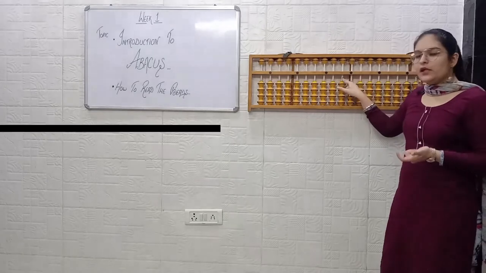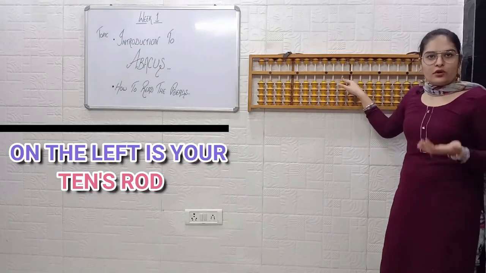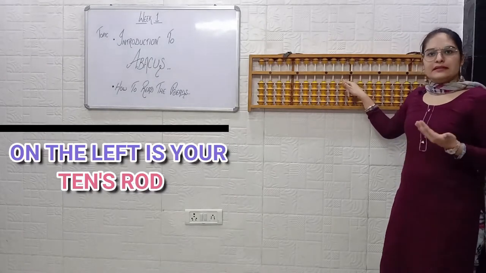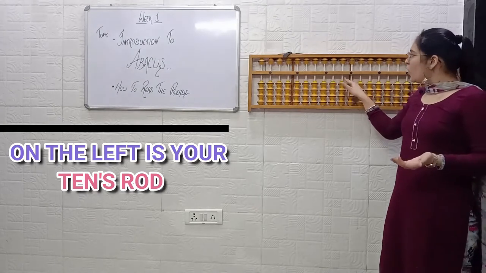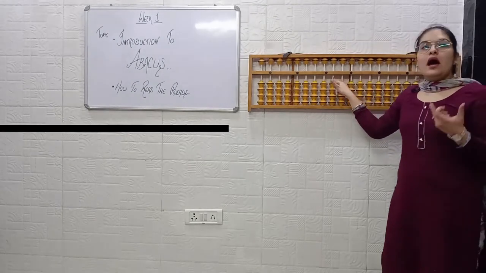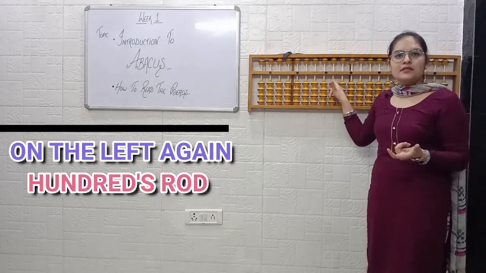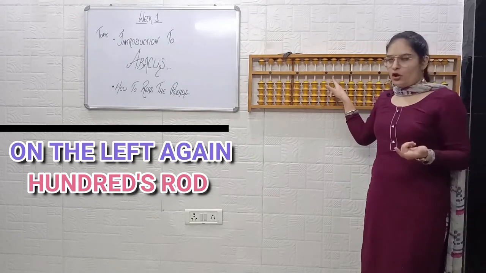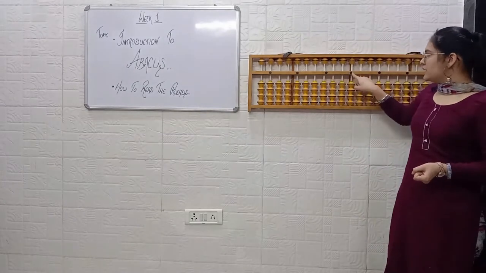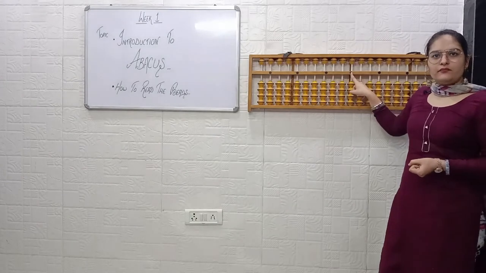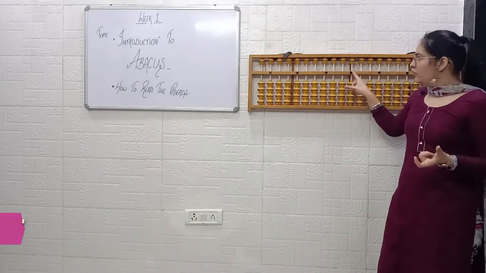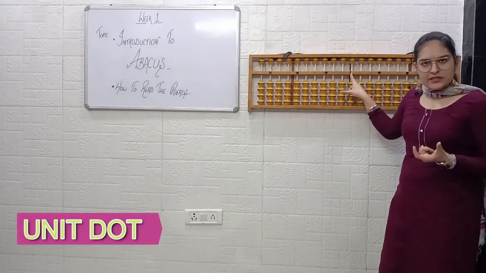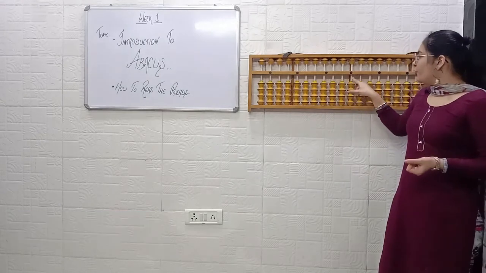On the left will be your tens rod. This rod is tens rod. On the left again it's hundreds rod. What is this? Hundreds rod. First tell me, what is this? This black dot, unit dot. Which dot? Unit dot. Perfect. The rod below it?